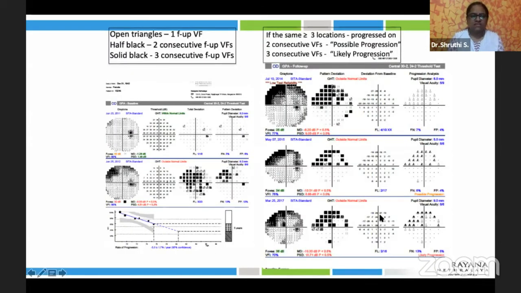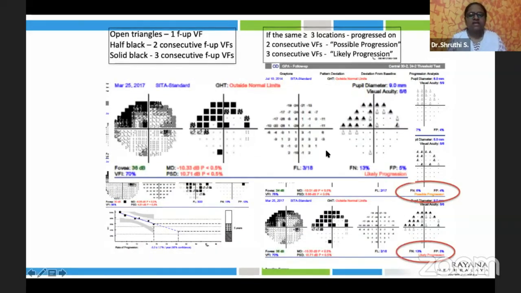So this is an example to show you the event analysis and the trend analysis. It's a GPA summary where we have 2 baseline examinations at 2011 and 2012, and when followed up till 2017, in follow-up examinations we can see the possible progression here and likely progression here because the field has progressed from 2012 to 2017. So this is a trend analysis showing the negative slope and faster progression rate. The rate of progression is -5.3, and this is the area where we should look for event analysis.